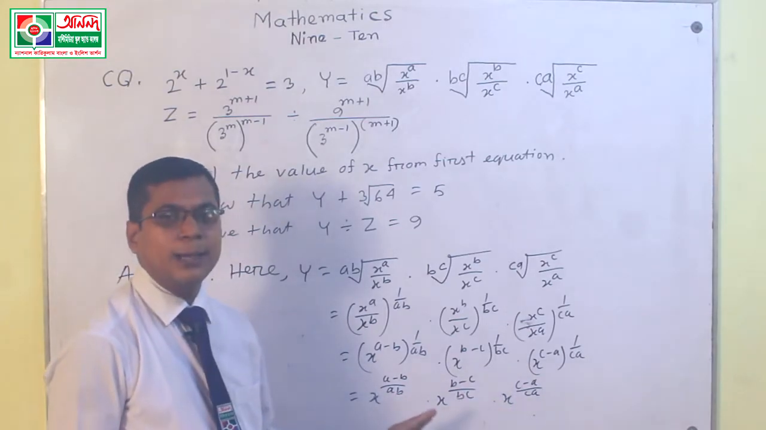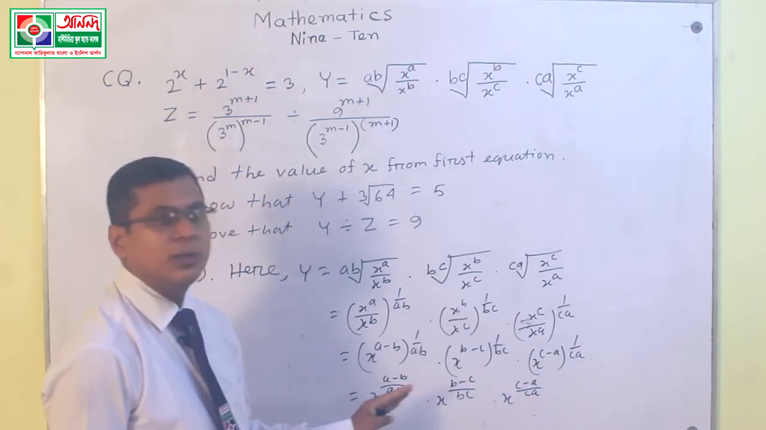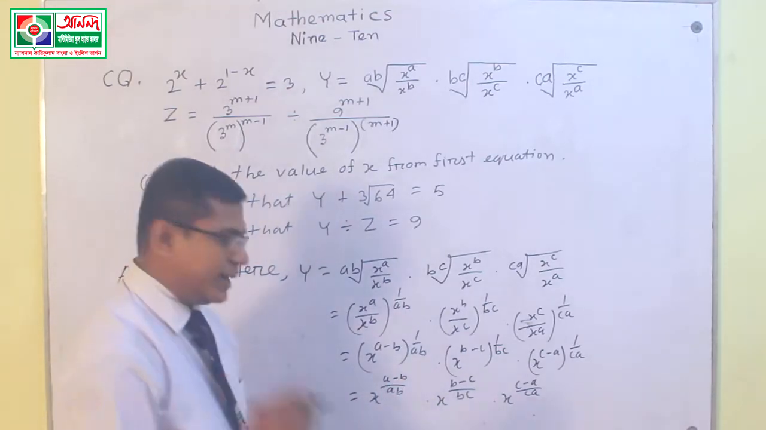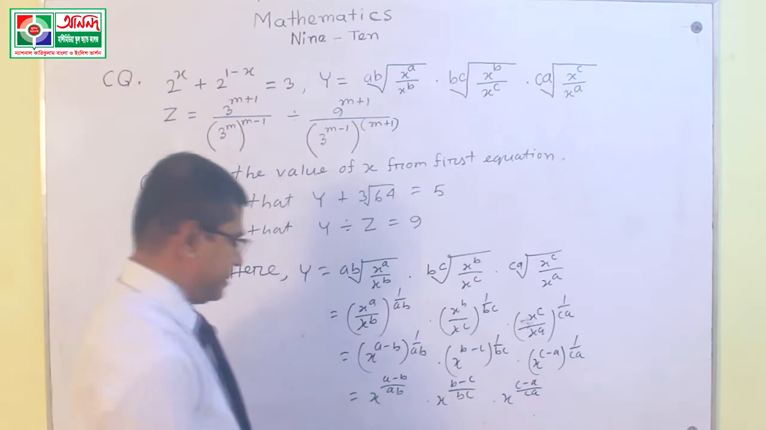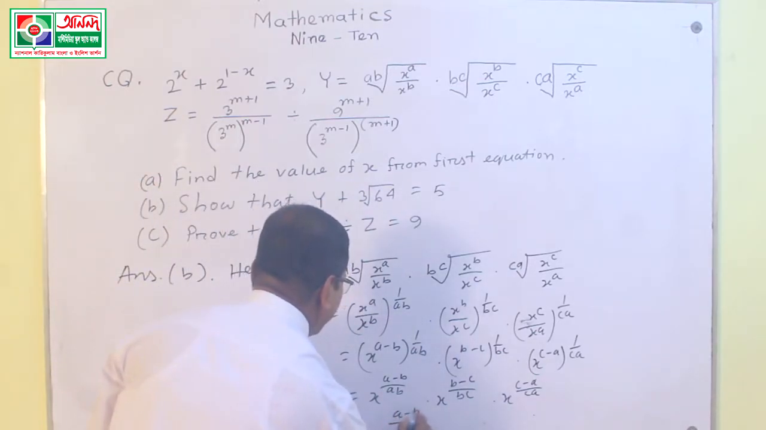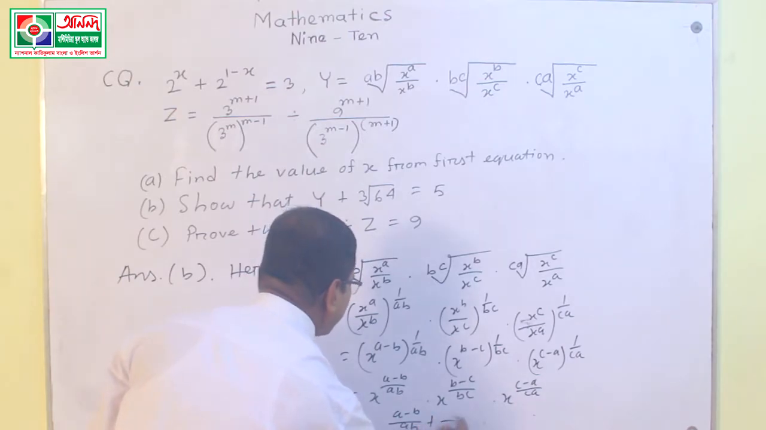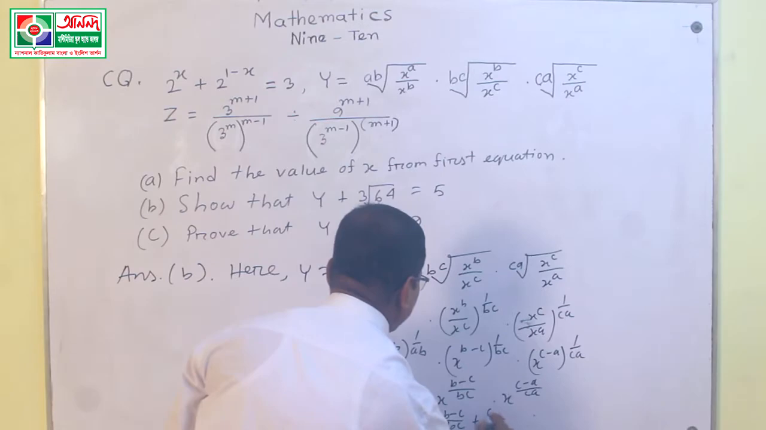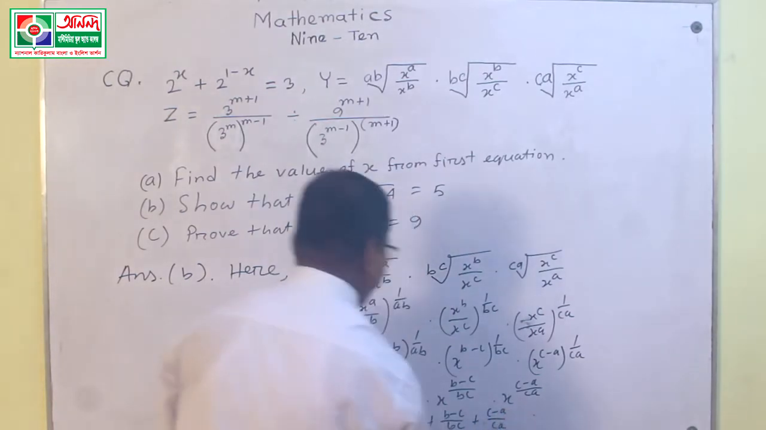Here look at, the bases are same, x to the x, and the terms are related in multiplication form, so we can write only one base and the powers will be added. So you can write here x to the power a minus b divided by ab plus b minus c divided by bc plus c minus a divided by ca.